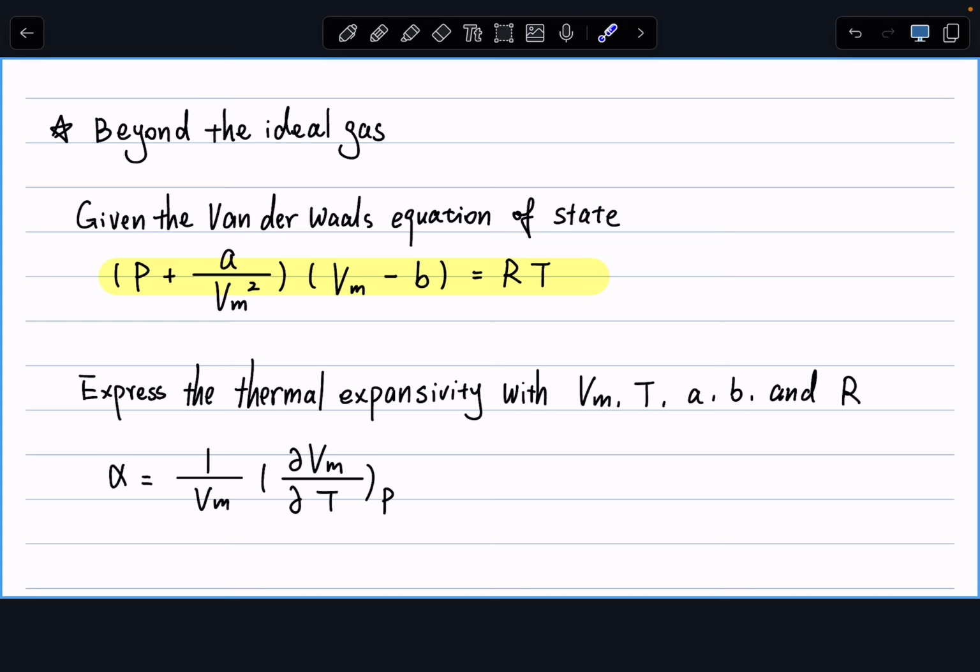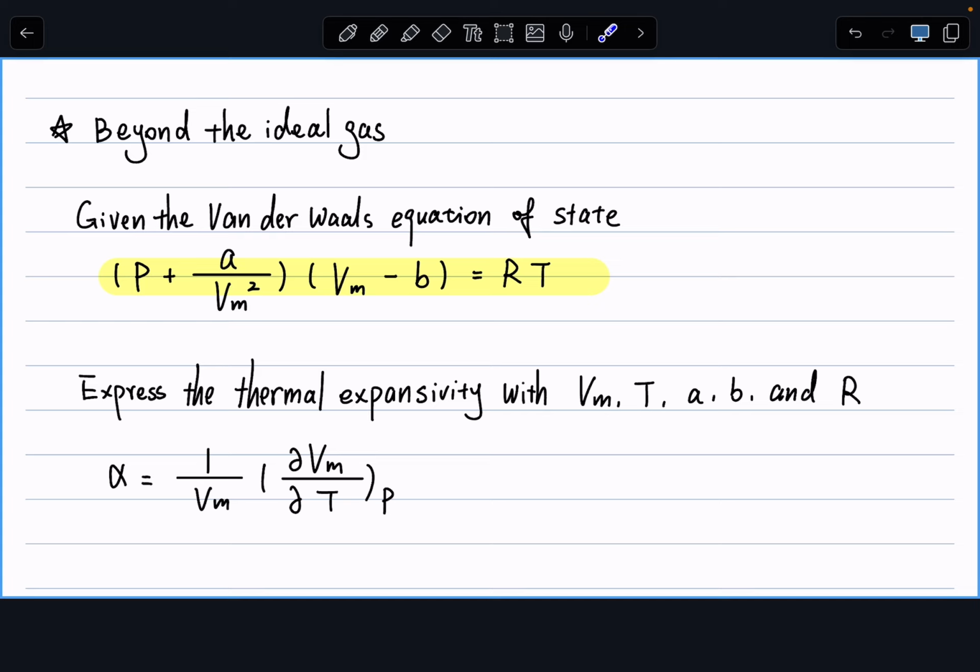Now if we observe what we're looking for here, dVm over dT at constant P, that's the partial derivative we need in order to solve for alpha, but we don't have a way to express dVm over dT directly. But we do have a way to express temperature as a function of pressure and Vm, or pressure as a function of temperature and Vm. So let's look at this one first.